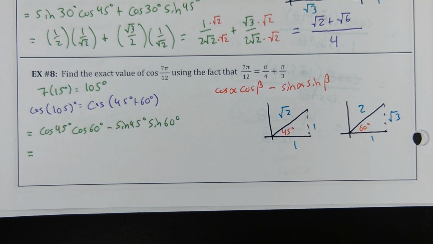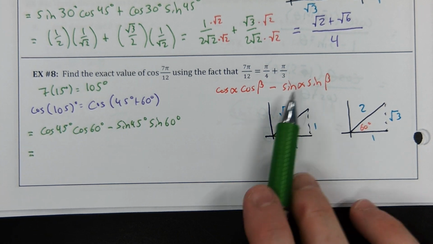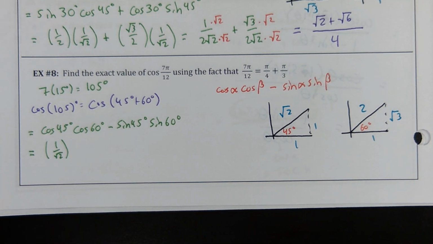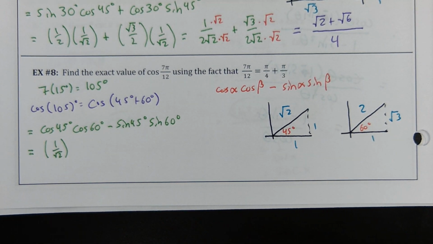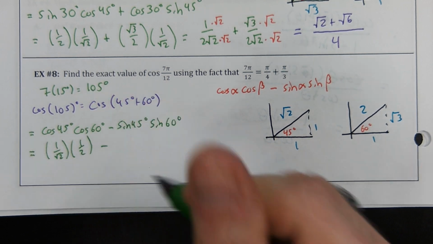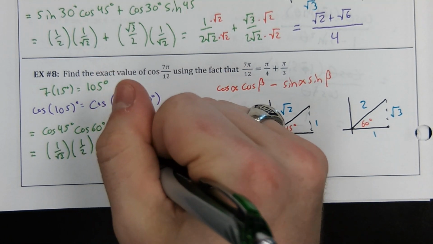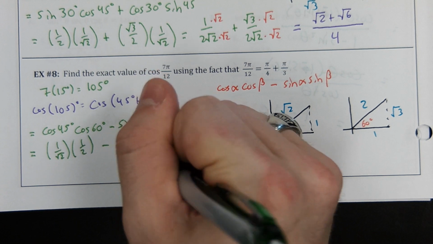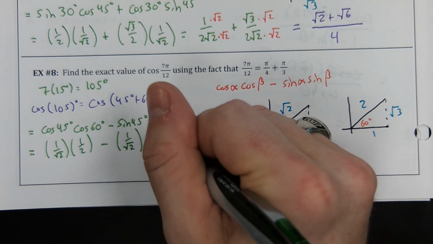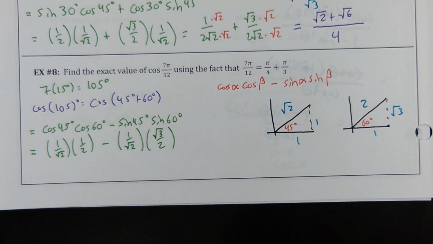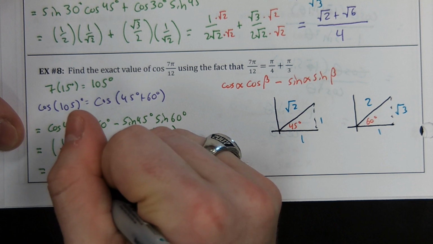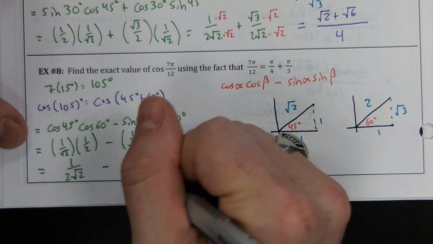Cosine of 45 degrees, same as sine of 45 degrees, 1 over root 2. Cosine of 60 degrees, 1/2. Sine of 45, we've already said, 1 over root 2. Sine of 60 degrees is root 3 over 2. Remarkably similar to the last question. Difference is now there's a minus sign in between them.